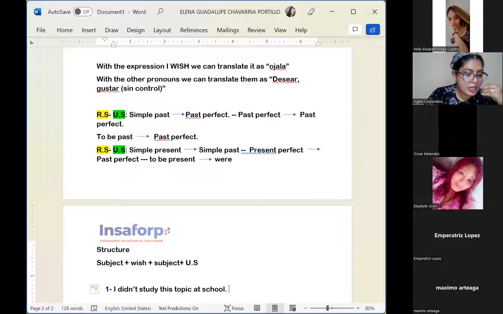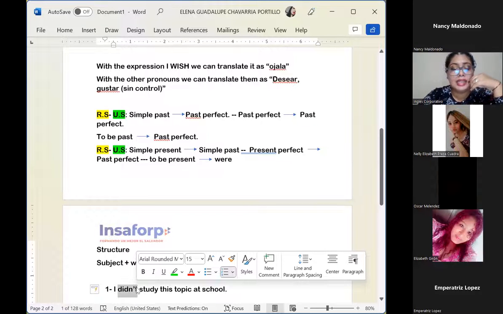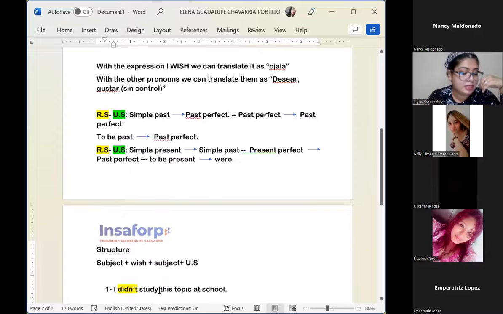But what is the tense of this sentence? Simple past. Exactly, simple past. Because we are using the auxiliary did in negative, but in this case, it is not like we are going to change something. So we are going to mark here the tenses. In this case is simple past or past simple. So in that case, we know what is the first tense that we have.